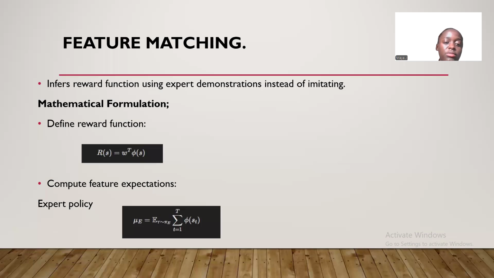So mu E, you're trying to find the average scores for the expert. Where you see pi E, that is the expert policy. And you want to sum up those using the feature vector that represents a state. So you keep on iterating, adding from when t is equal to 1, and you have states S1, S2, and so on. You keep on examining.